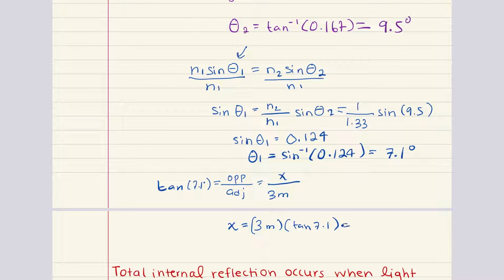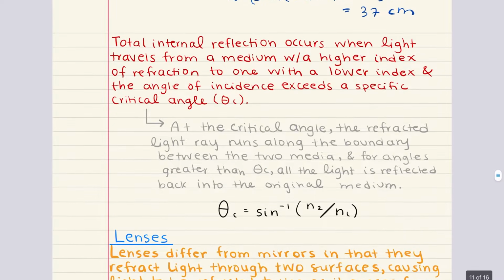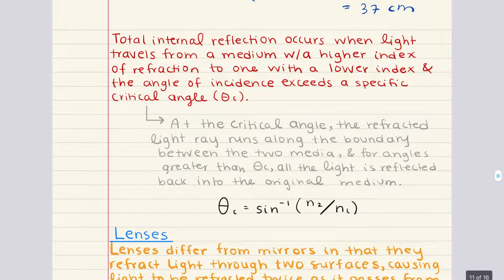And when we plug this into a calculator, we get 0.37 meters, which is equal to 37 centimeters. So the penny can be up to 37 centimeters away from the edge of the pool and still be visible to the observer that's standing 30 centimeters away from the edge. And with that, we've completed this problem, and we can move into our next topic, which is total internal reflection.